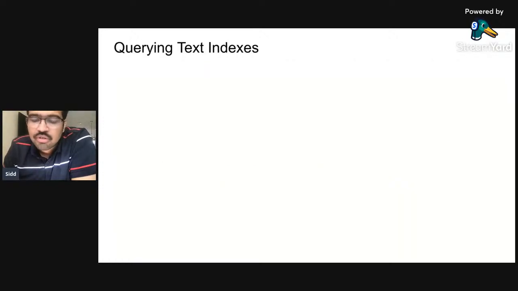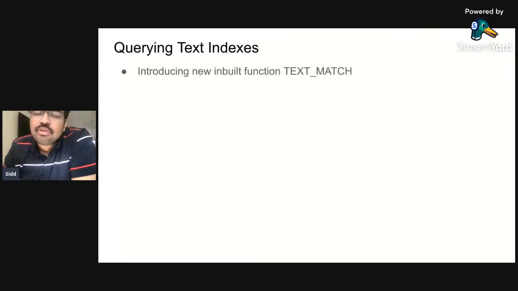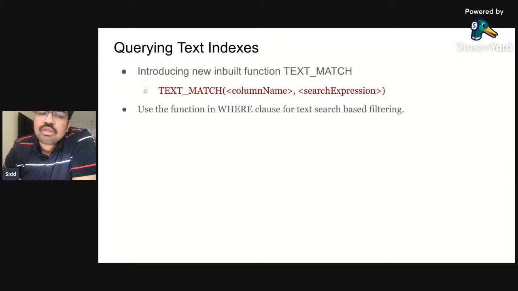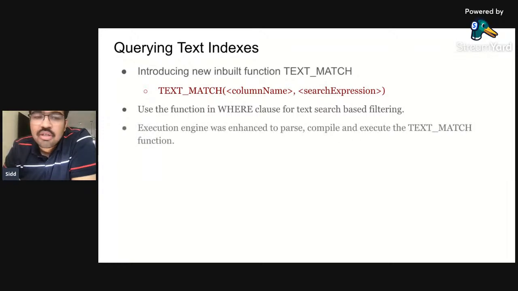Okay, now that we have discussed how the text indexes are created, let's discuss how they are queried. We decided to introduce a new built-in function, TEXT_MATCH. The syntax is fairly simple. The first argument is the column name, the column on which you've enabled the text index, and the search expression is basically your text search query. You should use this in the WHERE clause for text search based filtering.